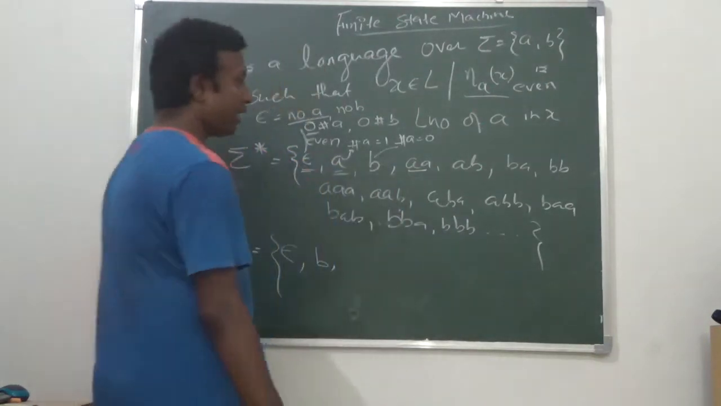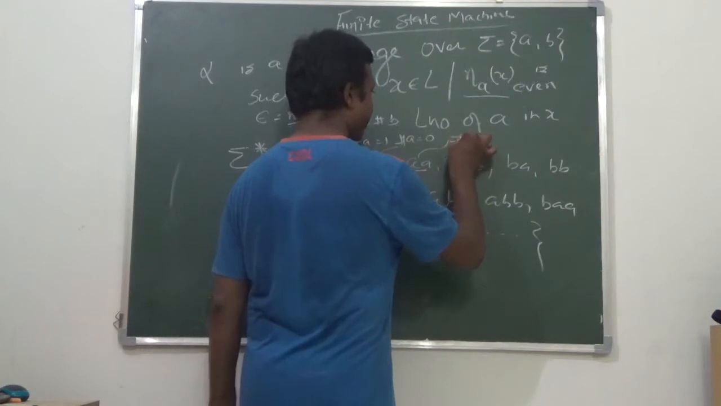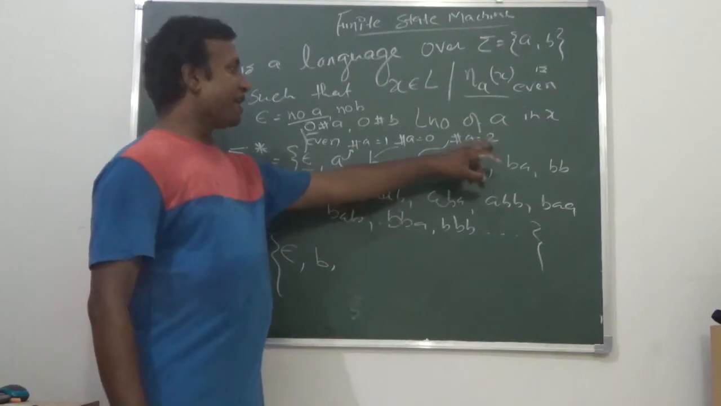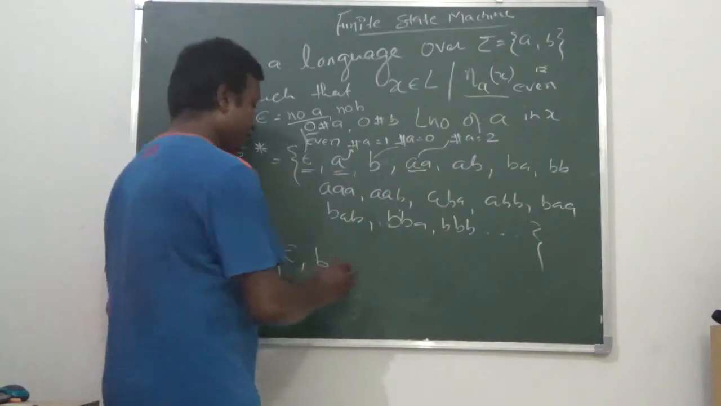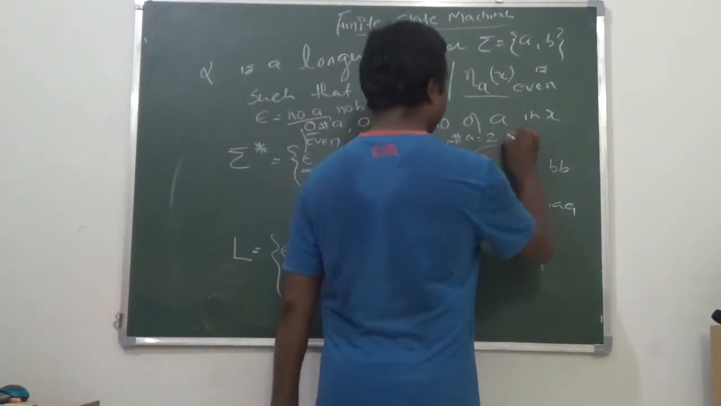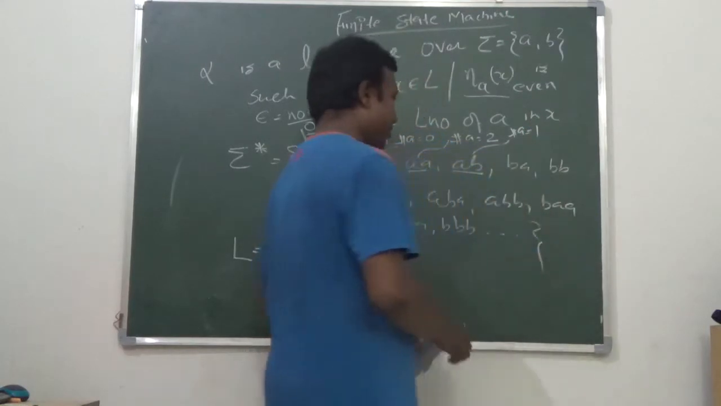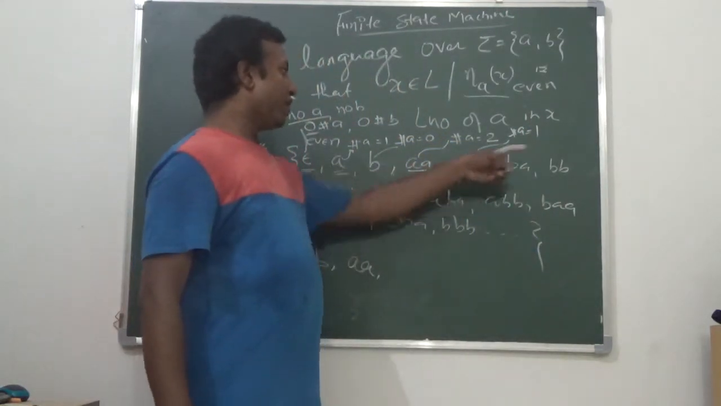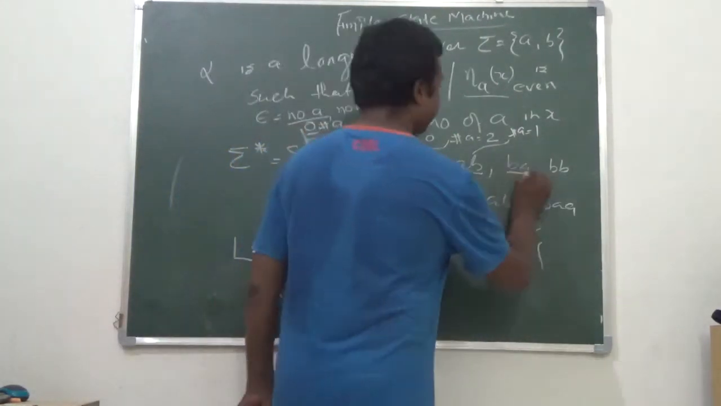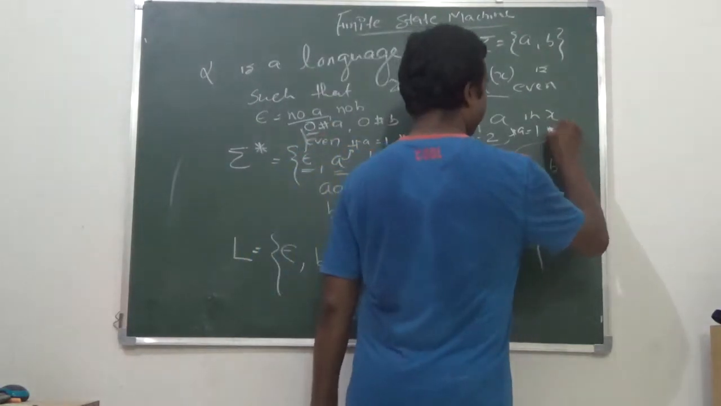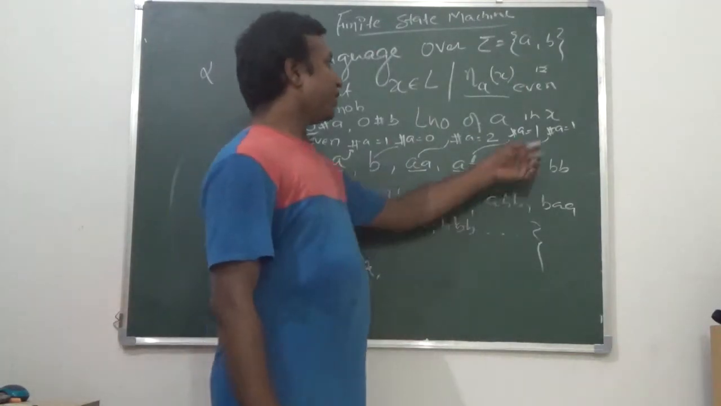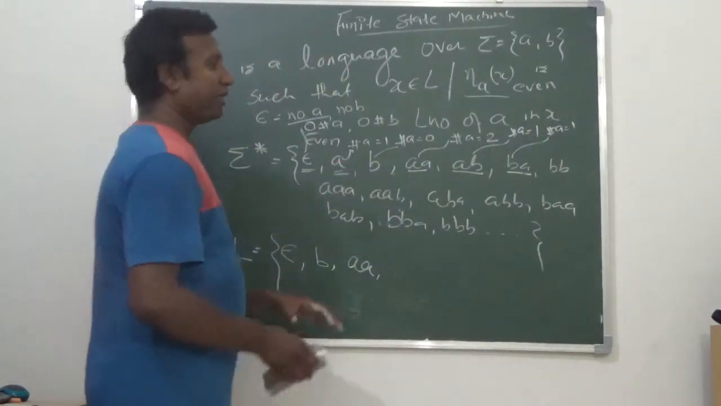Then here we have AA. What is the meaning of AA? We have the number of A equal to 2. So there are 2 A, and that is why it is even. So we need to include it. AA. AB, the number of A is equal to 1 because there is one A and one B. So 1 is odd, so we need not include it. This one again, the number of A is equal to 1 because there is one B and one A. So it should not be included in this set.